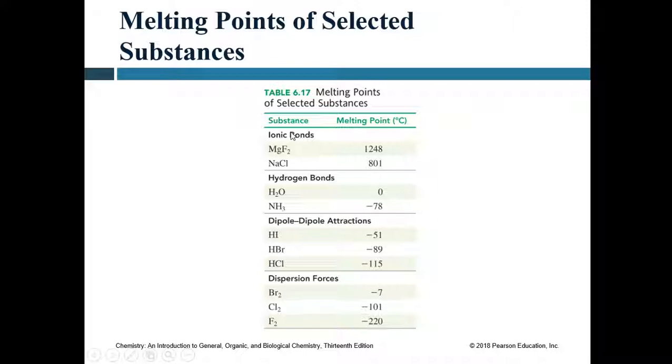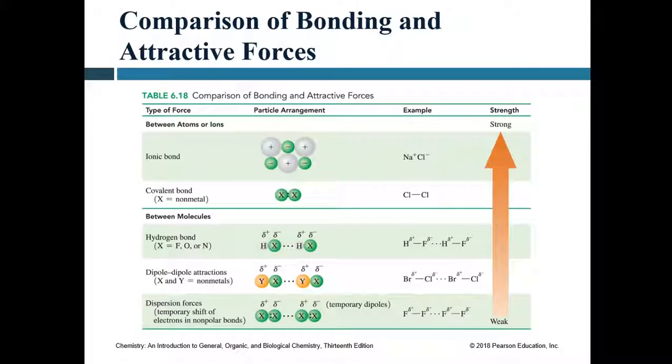And you go, what's an ionic bond? I already forgot what that is. Well, if the first one's a metal, like magnesium or sodium, it's ionic bonding. So they are going to be solids at room temperature.